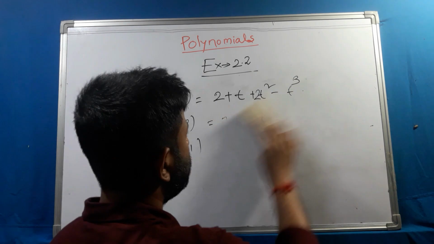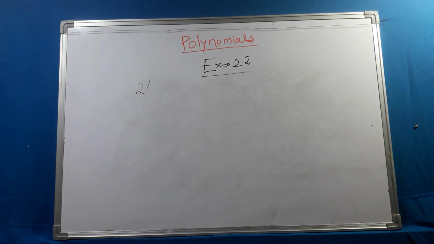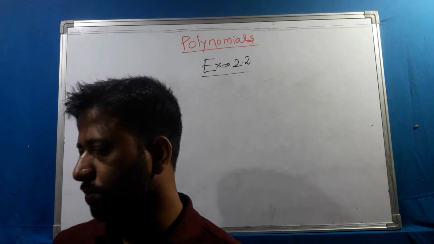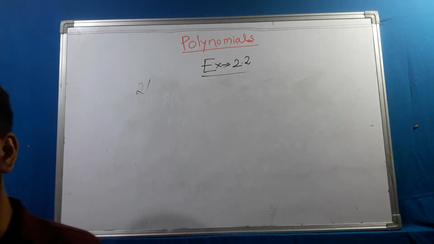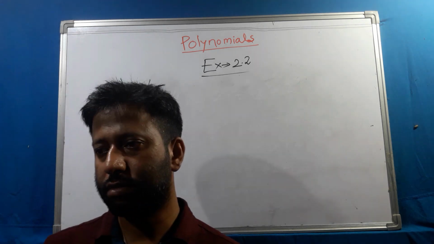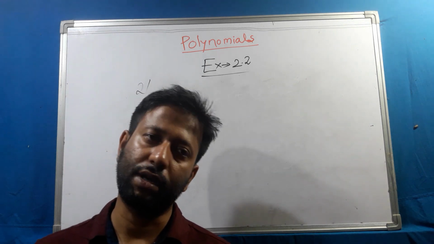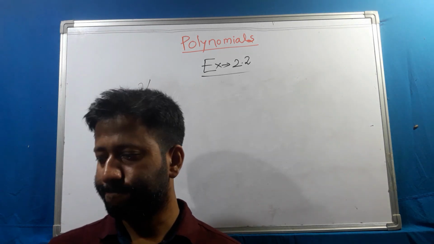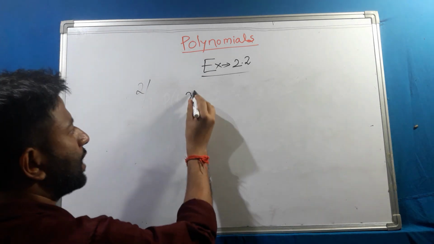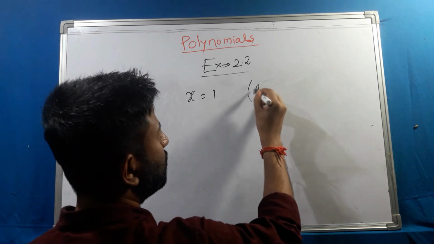Now we move on to question number 3. What is question number 3? Verify whether the following are zeros of the polynomials indicated against them. They have given some polynomials and also some values, that means root values, and we have to check whether they are right or not. For any root value, suppose x equal to 1 is given as a root, then I have to put this value in the polynomial.